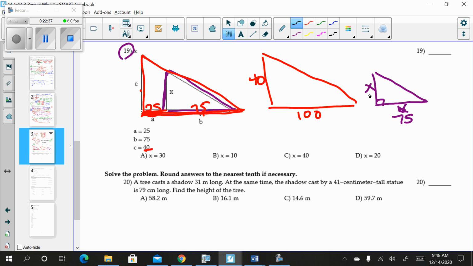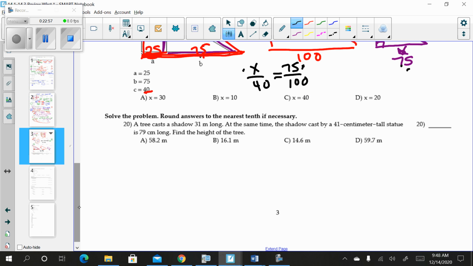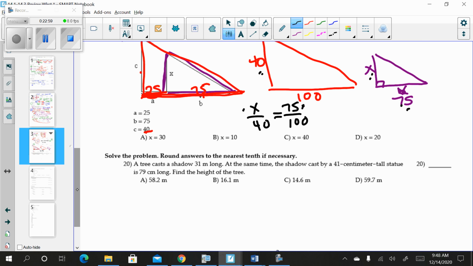So you can say X is to 40 as 75 is to 100. That's one way to set that up. So we can say the height is to the height as the base is to the base. And again, corresponding parts here, we have the smaller triangle on the top, so the smaller triangle's on top, and go ahead and solve for X. So it's all about what's similar, what sides correspond.